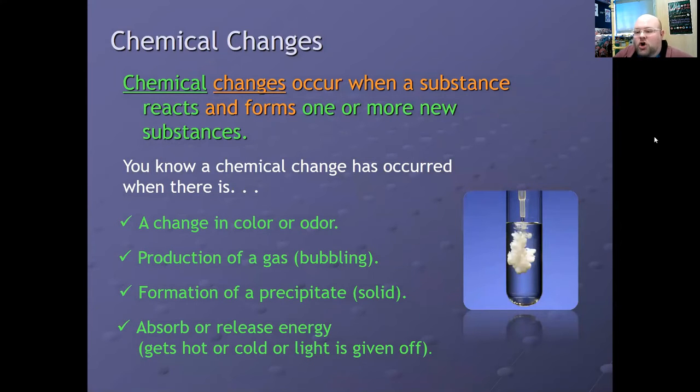Chemical changes occur when a substance reacts and forms one or more new substances. You know there was a chemical change if you see a color change, if you see a gas produced or the liquid's bubbling, if you see a precipitate form, that's a fancy way of saying a solid forms inside of a liquid. If things absorb or release energy, like gets hot, gets cold, light's given off, all of those are indicators that a chemical change has occurred.